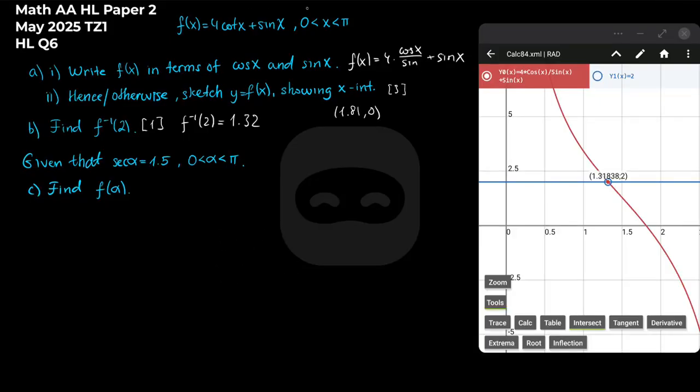Please do not try to solve the entire inverse, because you have to remember this is worth 1 mark. 1 mark questions are just straightforward questions.